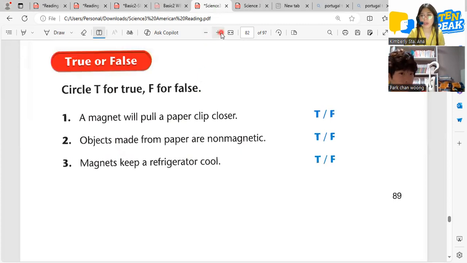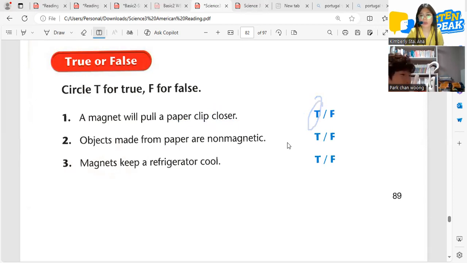Can you read number one, Evan? A magnet will pull a paper clip closer. False. Oh, look, a paper clip is made of metal. Is it true or false? True. Okay, the answer here is true.